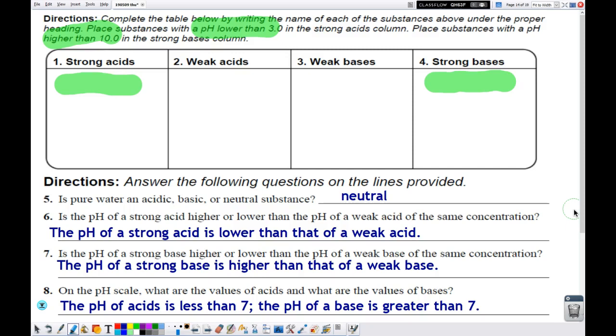So 0 is a lower number, so the pH of a strong acid is lower than that of a weak acid. Is the pH of a strong base higher or lower than a weak base? And the bases are on the opposite side of 7, so the higher the number is, the stronger the base is. So the pH of a strong base is higher than that of a weak base. On a pH scale, what are the values of acids and what are the values of bases? So anything less than 7 is an acid. Anything more than 7 is a base. And that's all we have to say about reinforcement number 2.